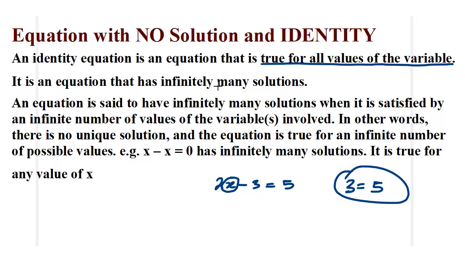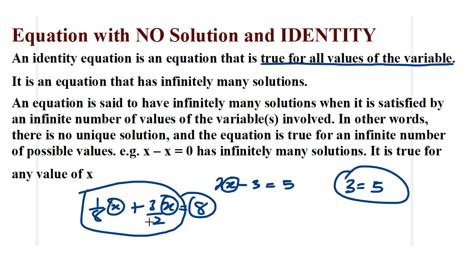Right? It is an equation that has infinitely many solutions. An identity equation is an equation in which any value you substitute for the variable, it will be true. True in the sense that for any value you substitute, the left hand side of the equation will be equal to the right hand side. For instance, if I have, say, 1 over 8x plus 3 over 2, x is equal to what? 8. Any value I substitute for x, it will make the whole of this left hand side equal to this right hand side. So this is what we call an identity equation, because it has infinitely many solutions.